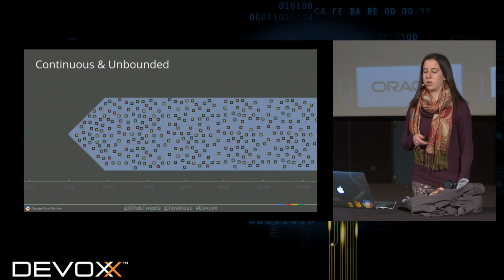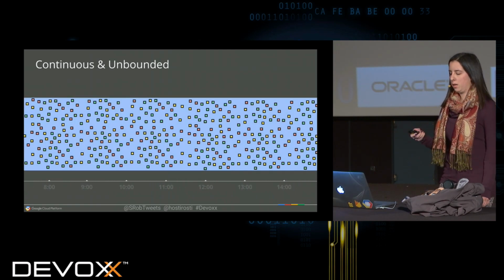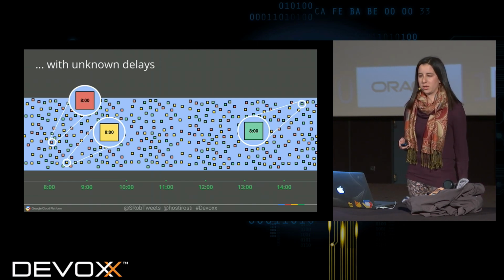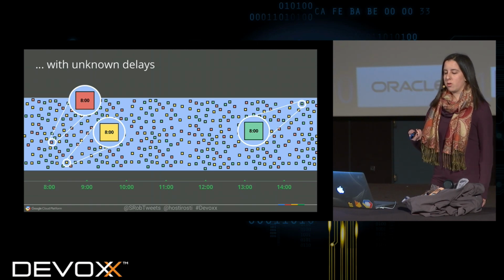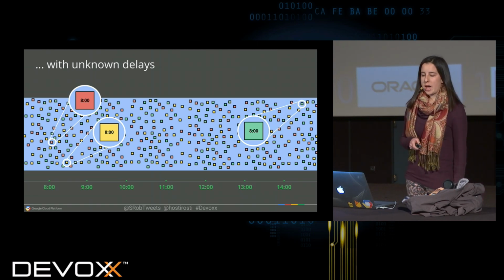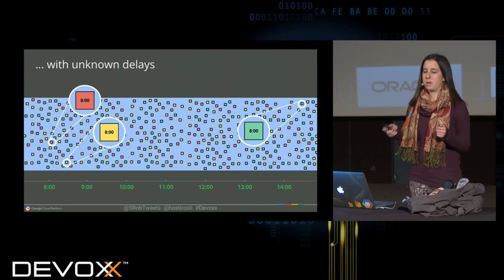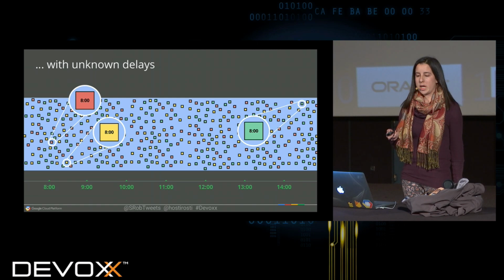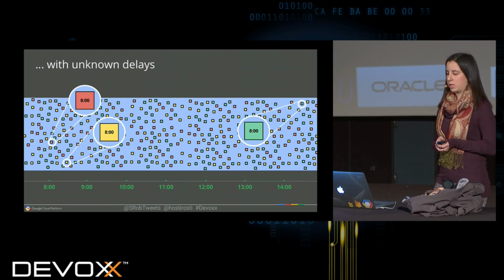And often today, we're dealing with continuous and unbounded data. So we don't have a finite set of data. It's always coming in. And it has unknown delays, like network delays. So here we can see a bunch of elements that we're processing. Here, the red element occurred at 8 a.m., and it was processed just slightly after 8 a.m. So just maybe a small network delay. We can see the yellow element occurred at 8 also, but it was processed about 30 minutes later, maybe a little more of a network delay.